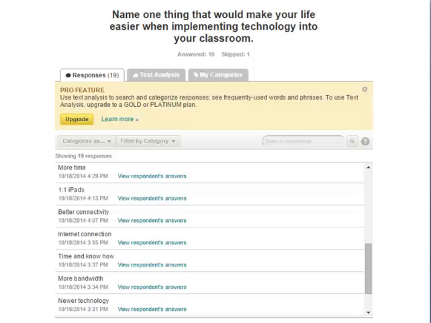With this question, I wanted to give teachers freedom to show their thoughts as far as what would make their life easier in order to implement technology into the classroom, if they could just name one thing. And so this is sort of a sample of what they put, and most of it relates back to what they have already answered before.